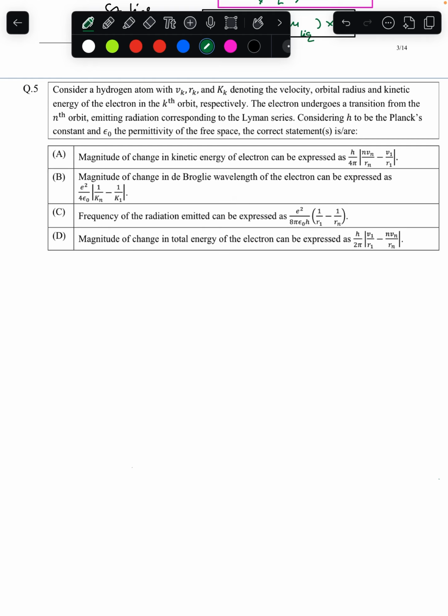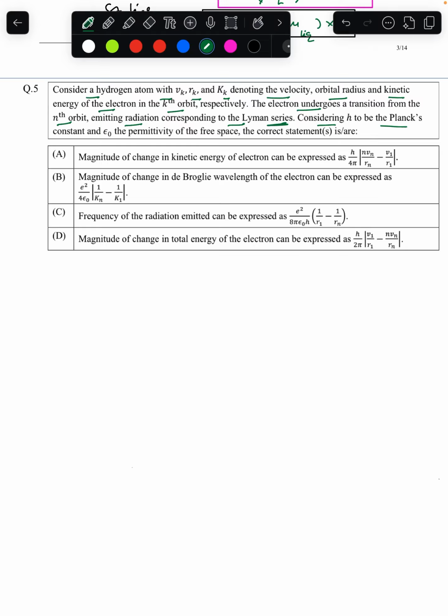Here they are saying: consider a hydrogen atom with Vk, Rk and Kk denoting the velocity, orbital radius and kinetic energy of the electron in the kth orbit. The electron undergoes transition from nth orbit emitting radiation corresponding to Lyman series, that is n equal to 1. Considering h to be Planck's constant, you have to verify these options.